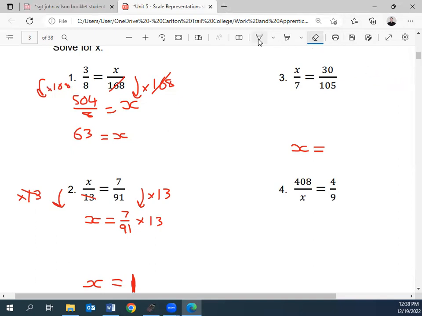That'll give me my answer. Not quite divided. So right now you can see x is being divided by 7, right? I need to do the opposite of what's happening here to get rid of this. So instead of dividing both sides by 7, I'm going to times both sides by 7.